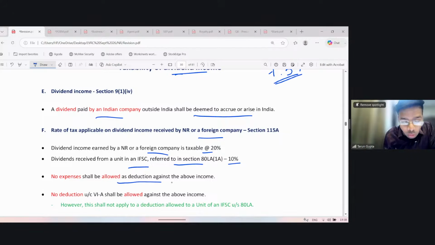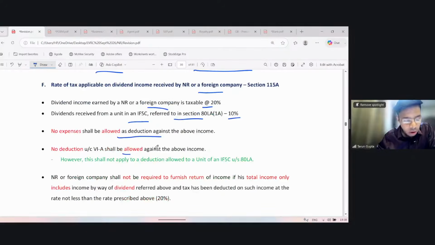No expenses shall be allowed as deduction against the above income. The deduction of Chapter VI-A is not allowed against the above income. So no deduction under Chapter VI-A or any expenses are allowed against the above dividend income.